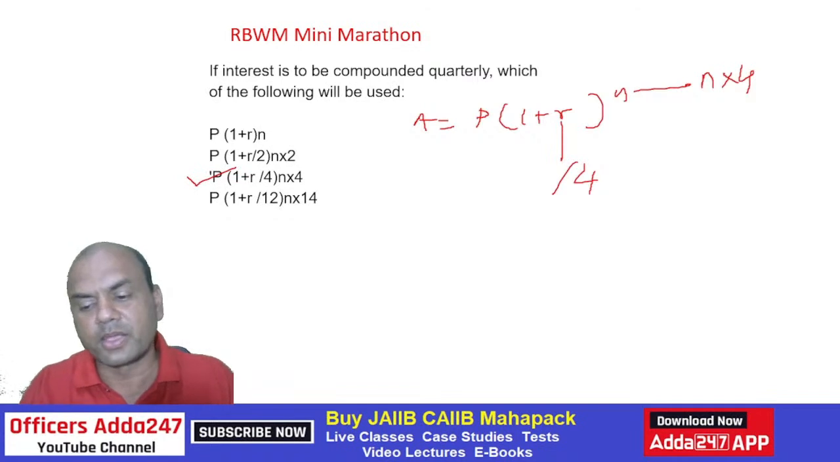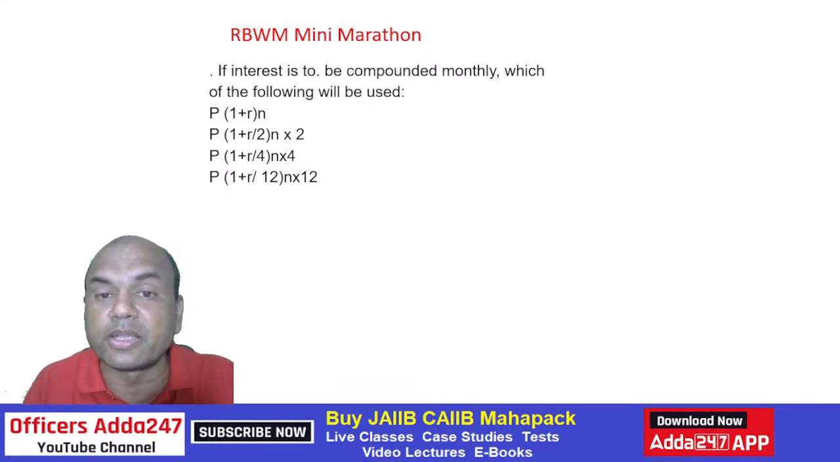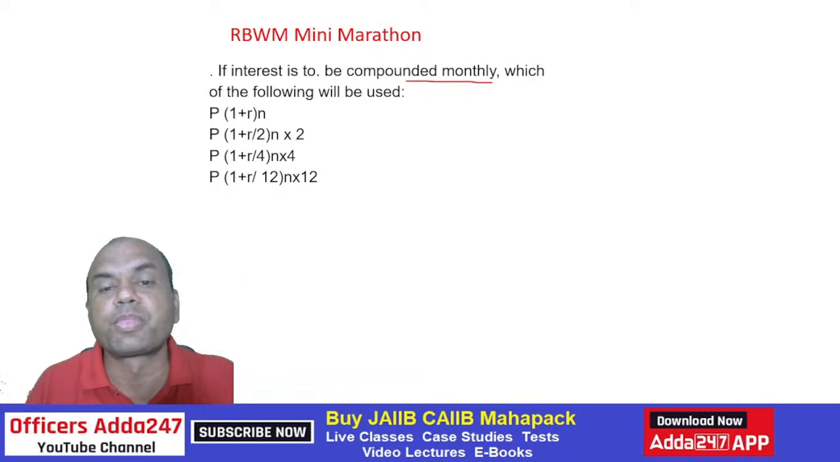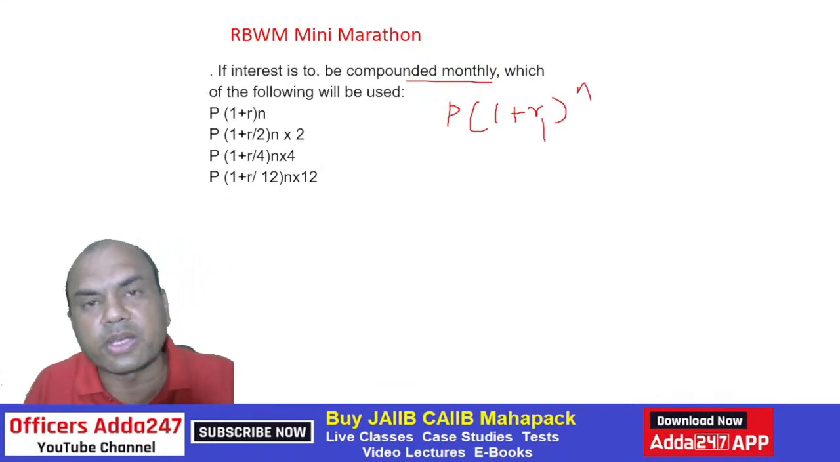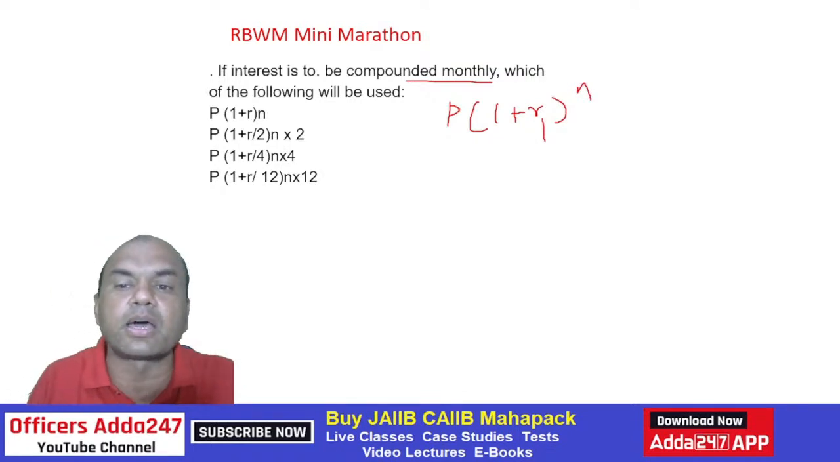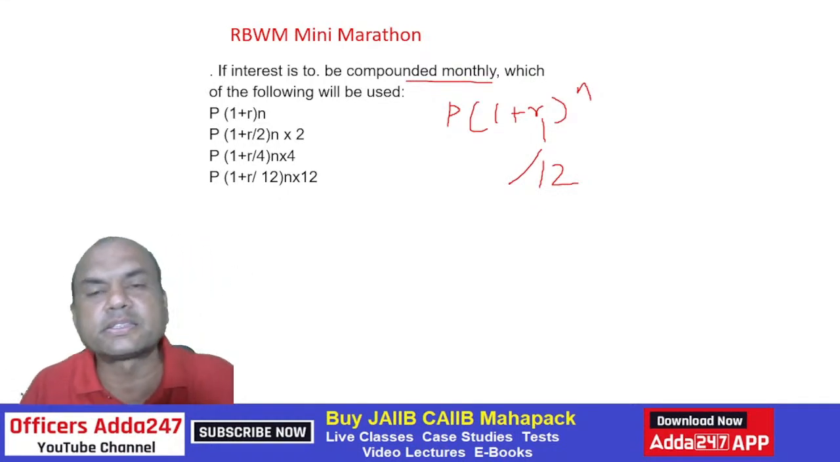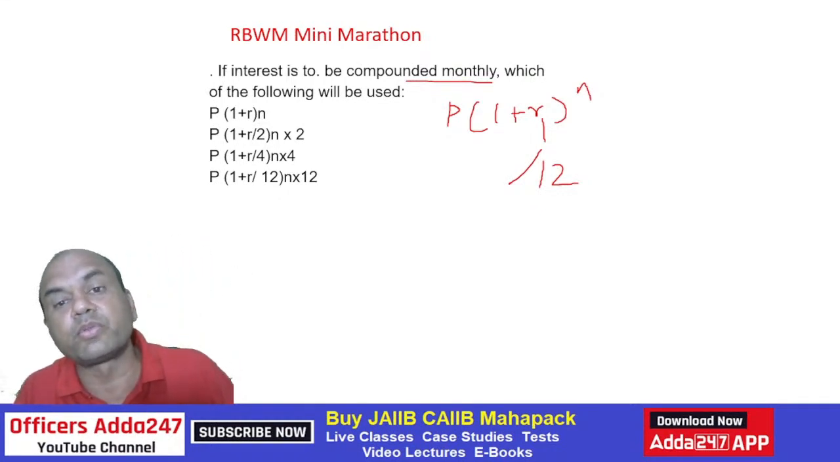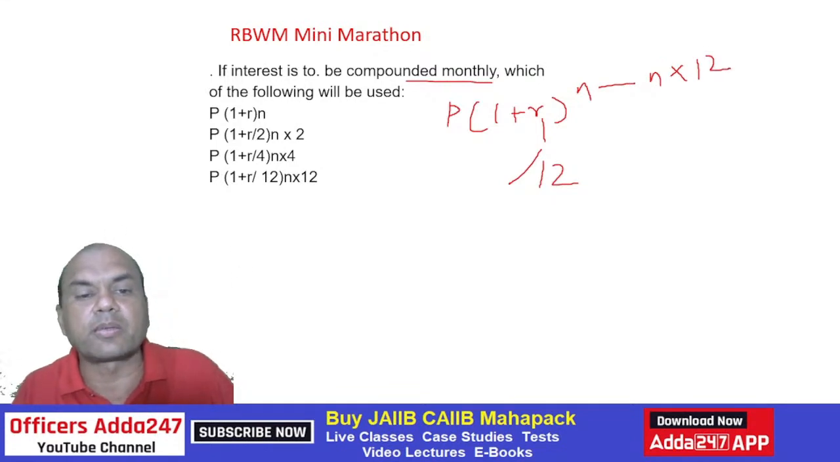Clear? If the interest is to be compounded monthly, which of the following is to be used? Compounded monthly, look at this. This is mainly in housing loans. Again the same, P into 1 plus R raised to n. Monthly means R will always be divided by 12, because this interest rate is always yearly. And n is to be multiplied by 12. So the answer is R upon 12, n into 12.